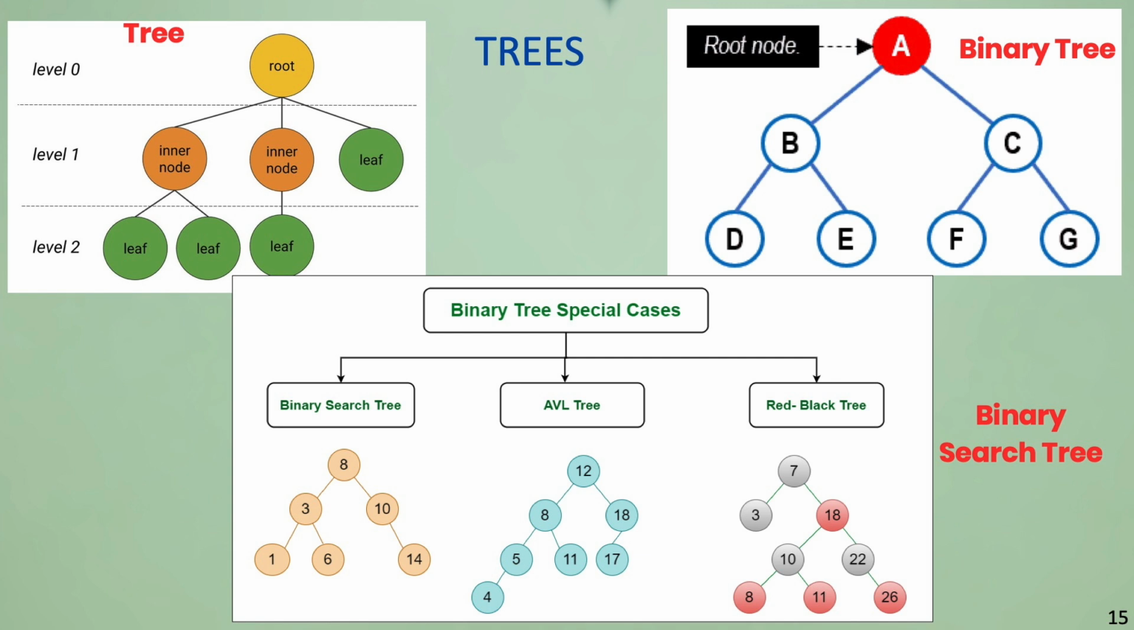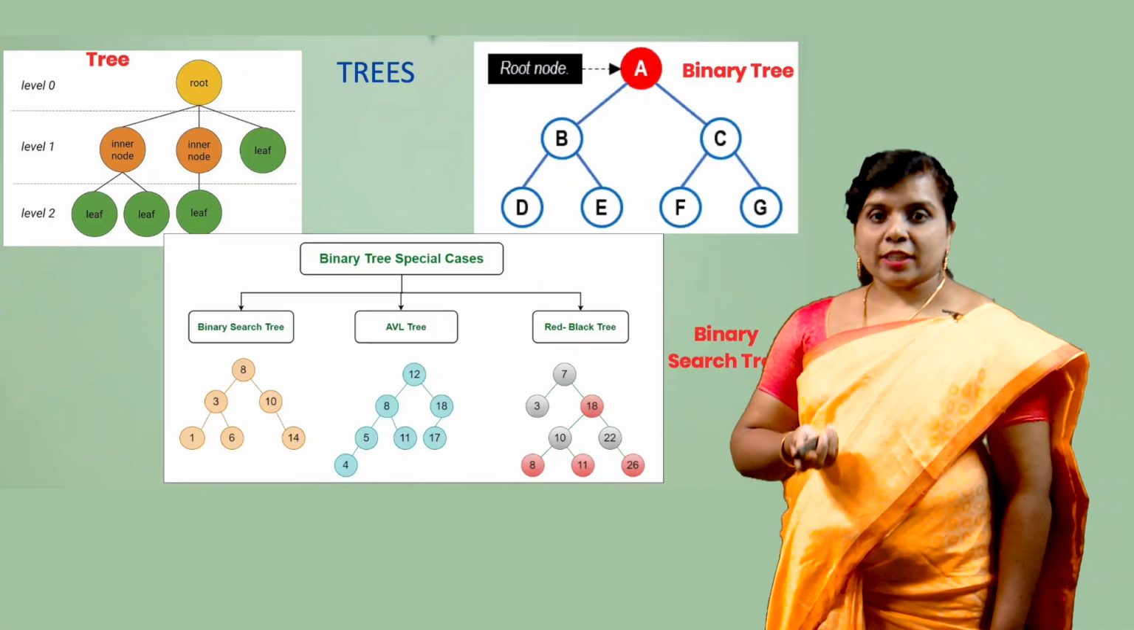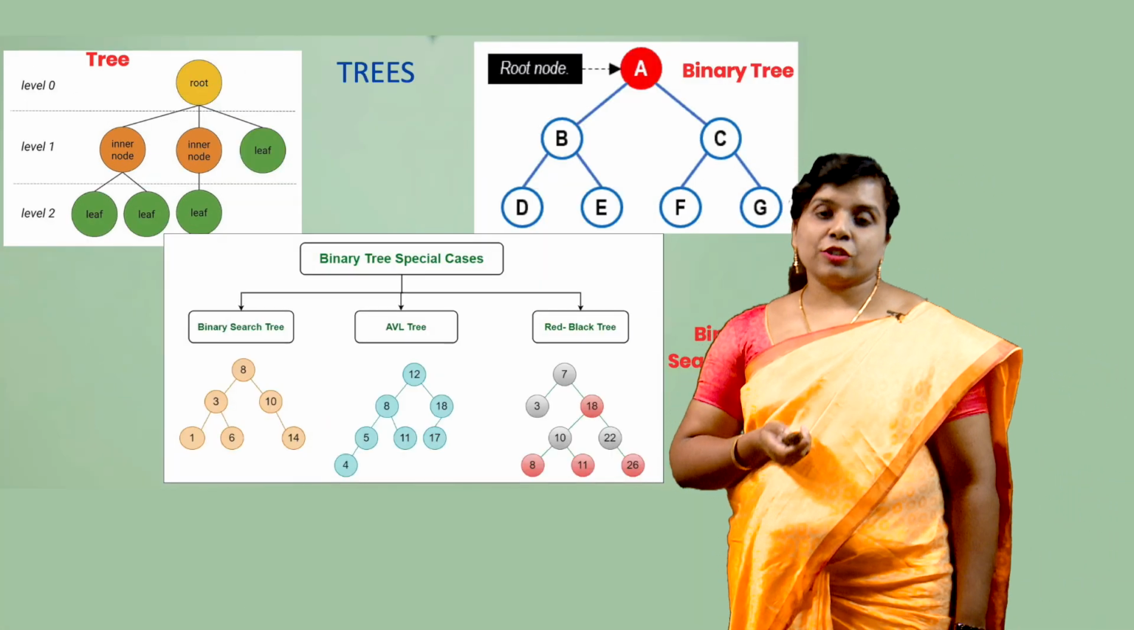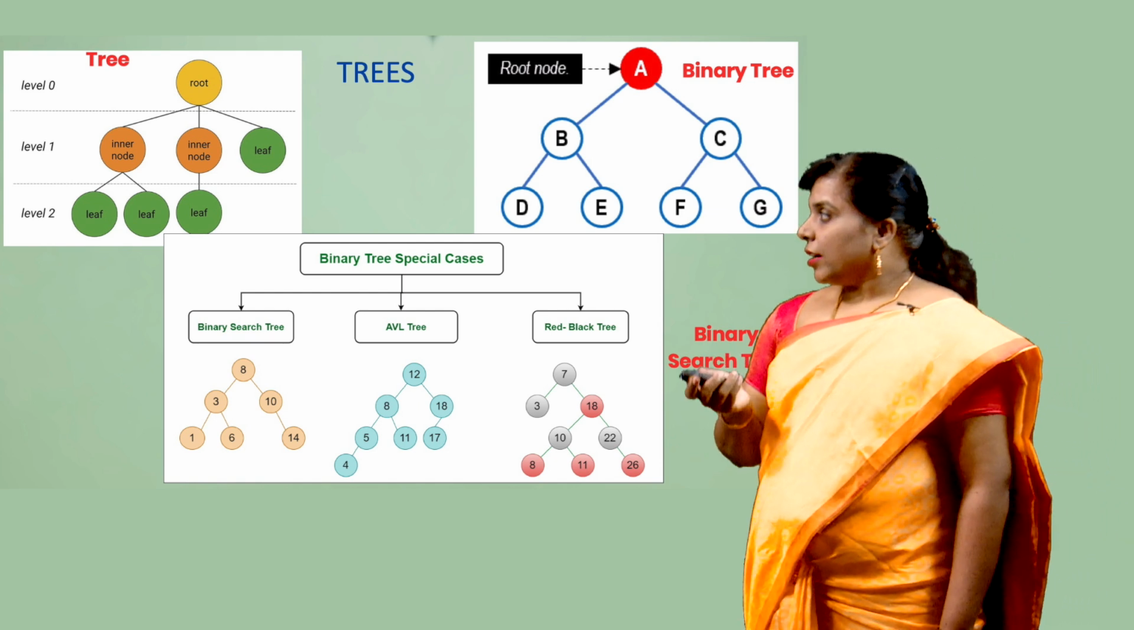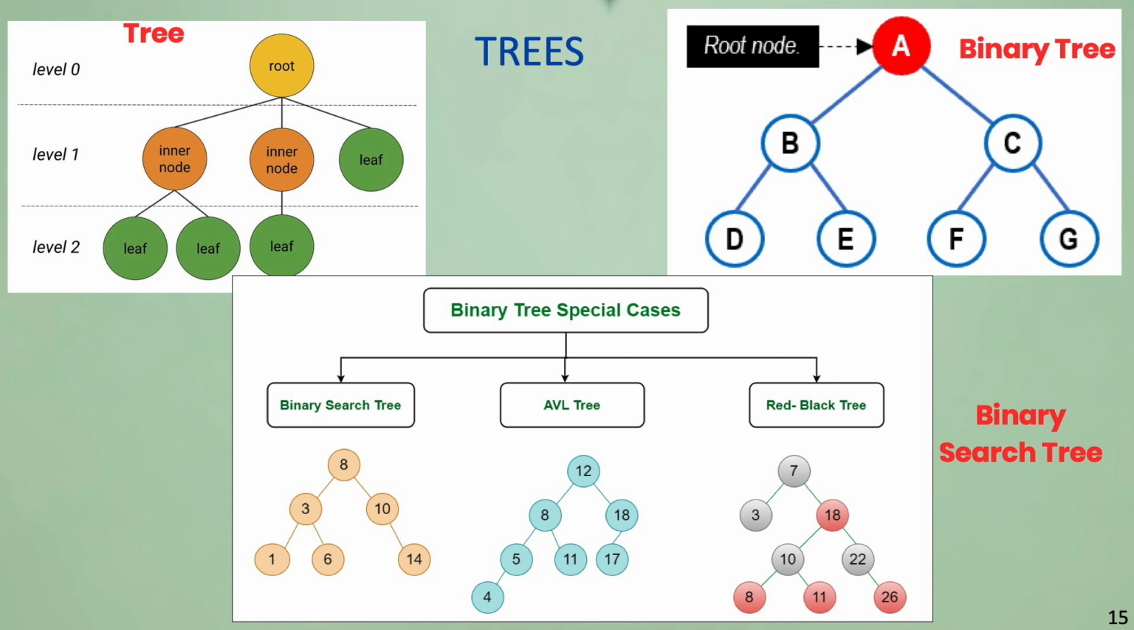With respect to A, B and C are its children, and with respect to B, D and E are its immediate children, right. And also we have many other terminologies with respect to tree, which we will be saying in the later lectures. And at the bottom I have shown the example for a binary search tree.